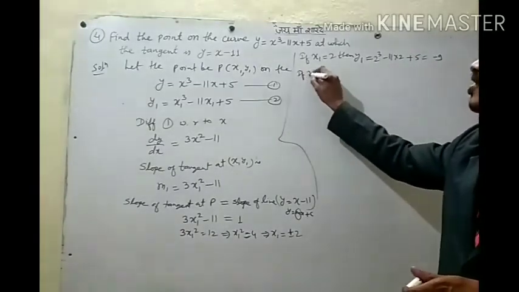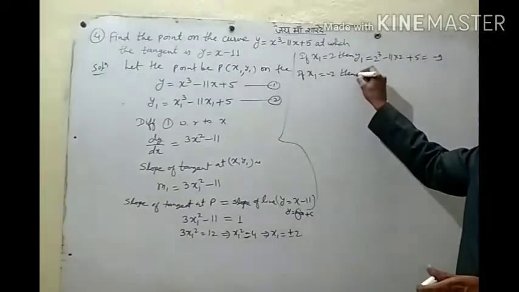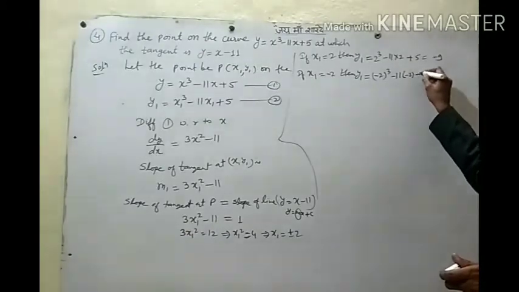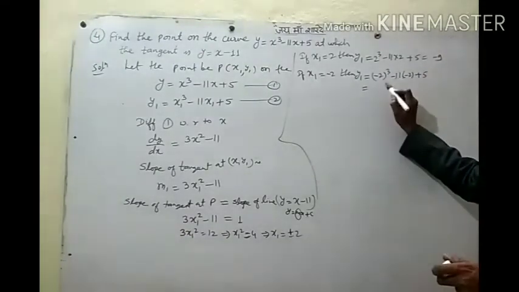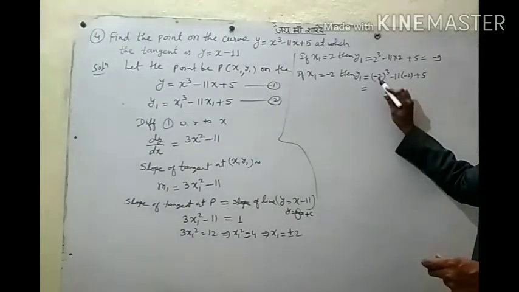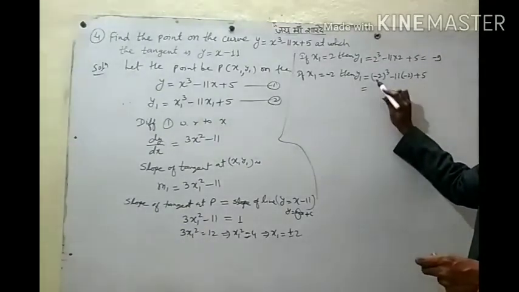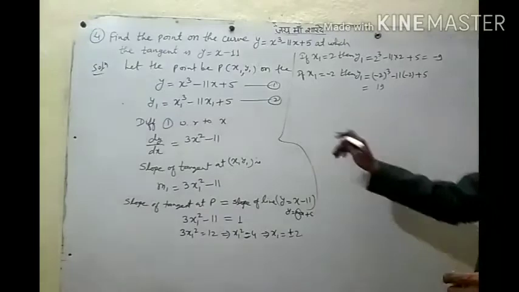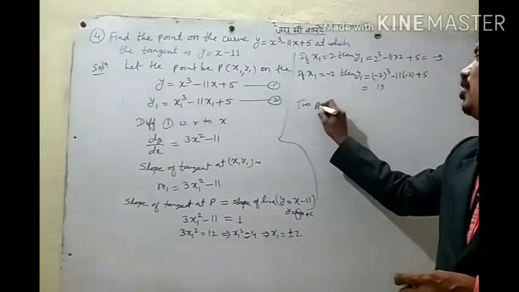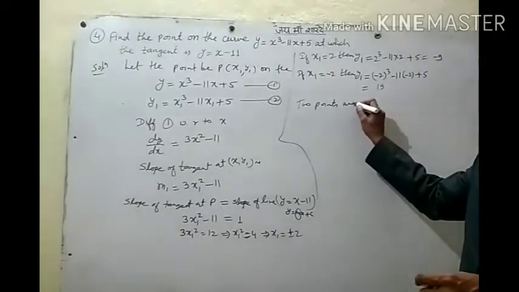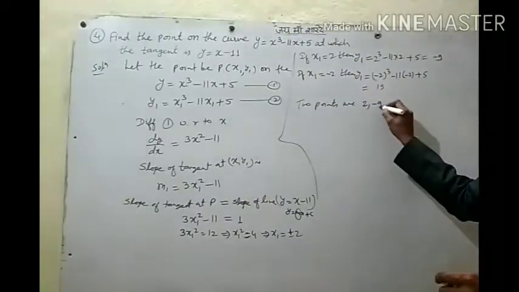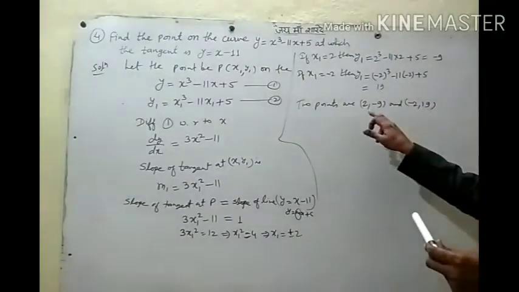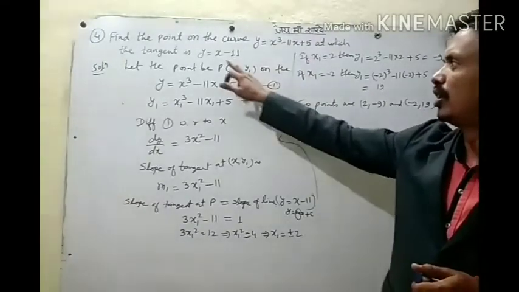And if x1 is minus 2, then y1 equal to minus 2 cube minus 11 into minus 2 plus 5. So it is equal to 22 minus 8 plus 5, that is 27 minus 8, which is positive 19. So your 2 points are (2, minus 9) and (minus 2, 19).